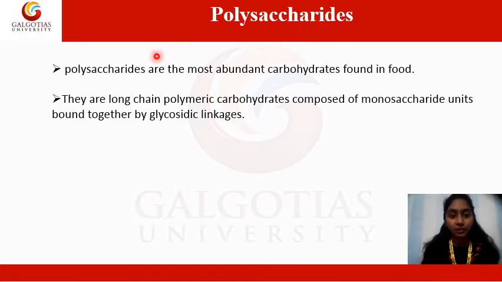Okay. So polysaccharides are the most abundant carbohydrates found in food. They are long chain polymeric carbohydrates, as we discussed in the previous video also, which are composed of monosaccharide units, and these are bound together by glycosidic linkages.